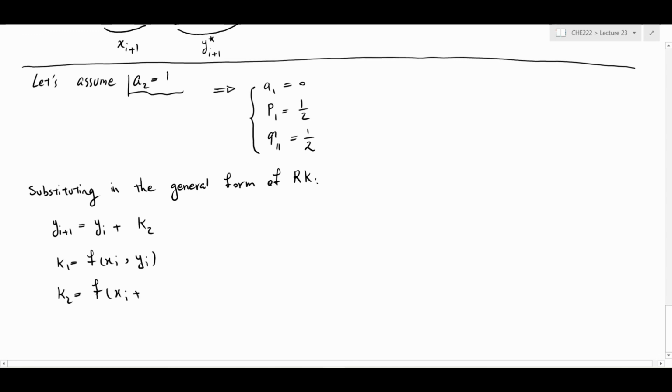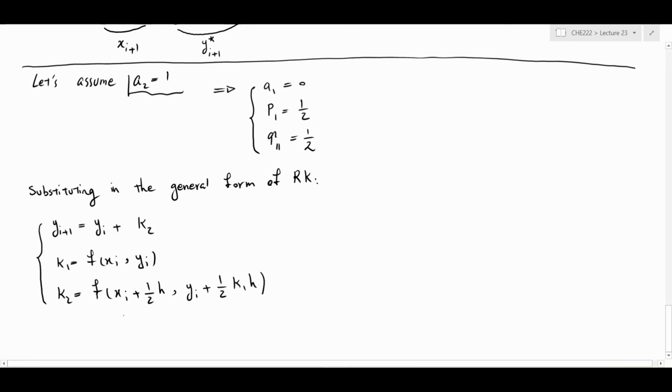xi plus p1, which is 1 over 2 times h, and yi plus Q11, which is 1 over 2 times K1 times H. And these three equations together form the second order Runge-Kutta formula, assuming that A2 is equal to 1.